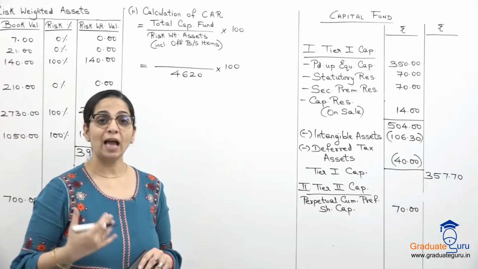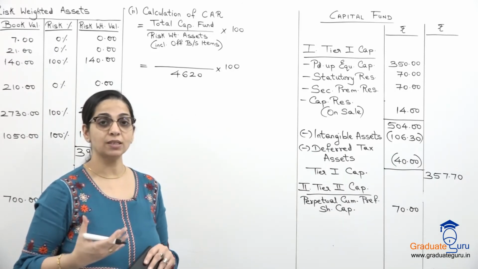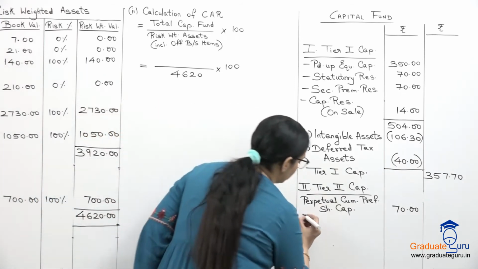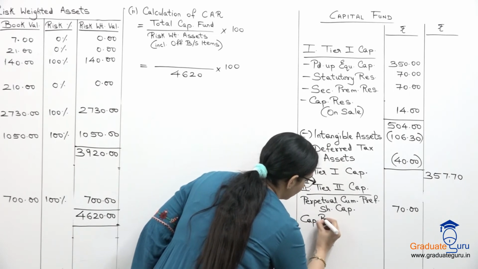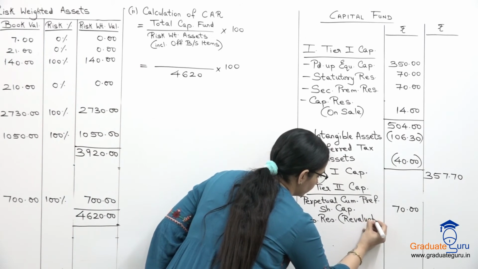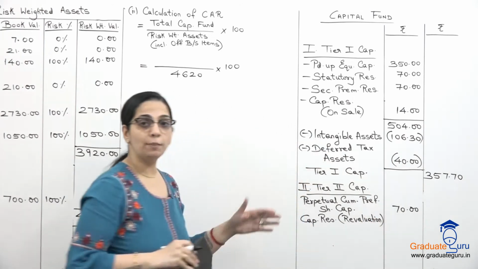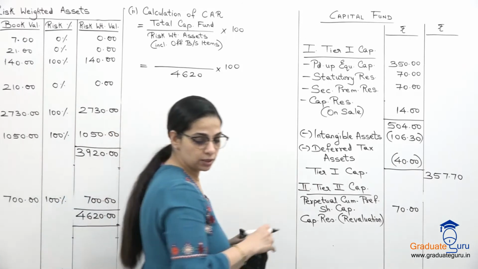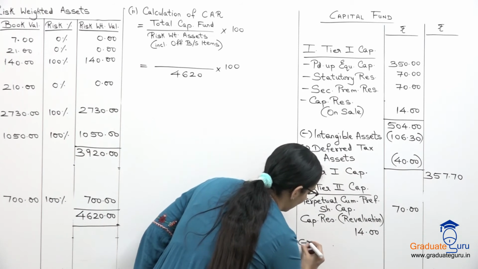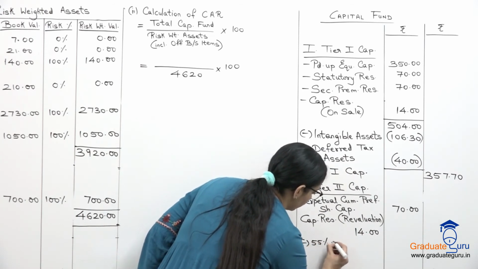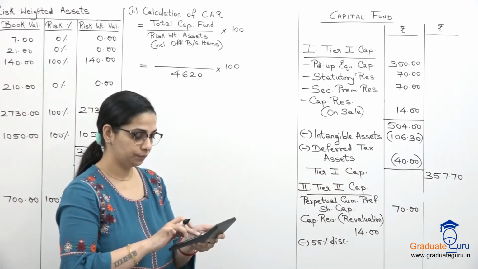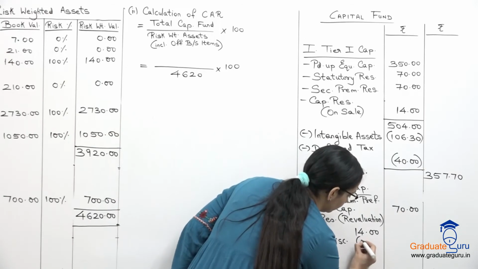Then we also have our capital reserve on revaluation. Like last time, we have to discount at 55%. So let's write it down first. Capital reserve, revaluation. I'm going to write the amount in the absolute inner column, so I'll write it as 14. And let us subtract 55% discount over here. So 55% of 14 is 7.7.